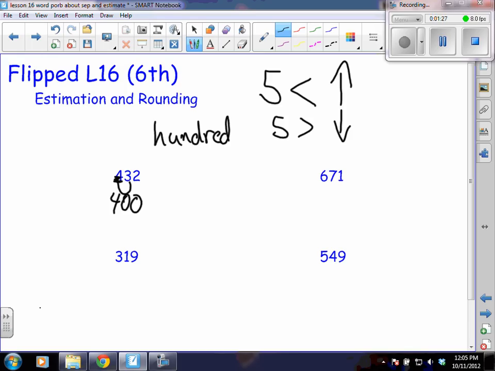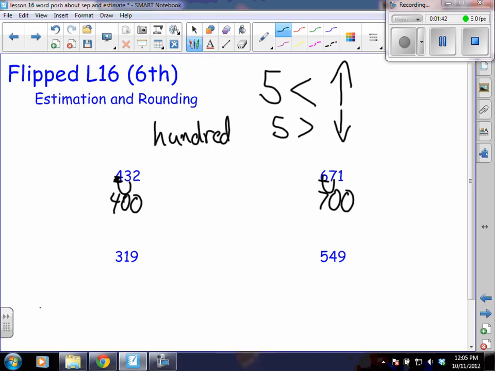If we look at our second example, we see 671. We're once again going to round to the hundreds place, so we're looking at the 6 here. We're going to look back one number at the 7. Since 7 is greater than 5, we're going to round up, and so we have this for an answer.